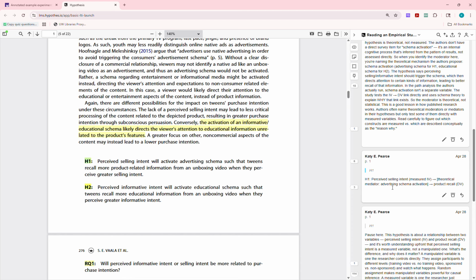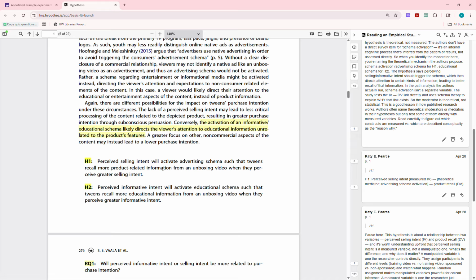So what the authors are arguing here is that perceived selling intent is going to activate advertising schema, activate kids' brains so they're like, this is an ad. If they think that someone's selling them something, their brains are going to go, this is an ad. As a result, those kids are going to remember more product-related information. What they're saying is that the kids' brains are on advertisement mode, and advertisement mode leads to kids recalling information about the product.